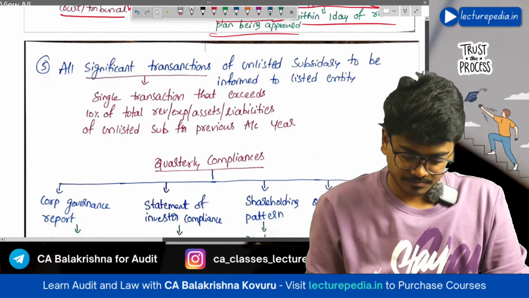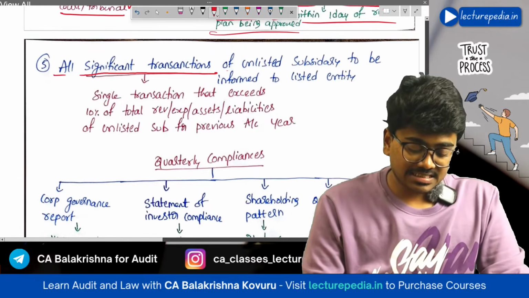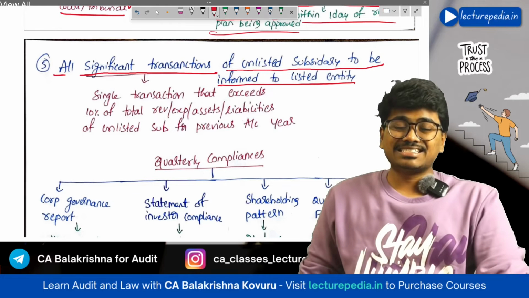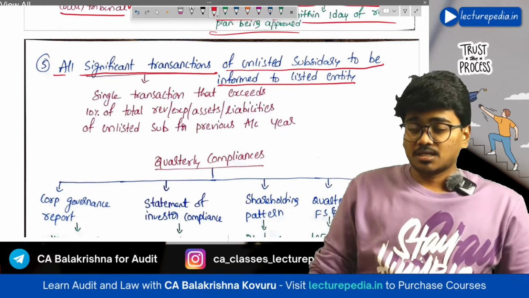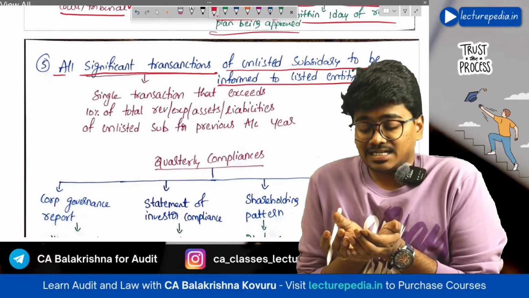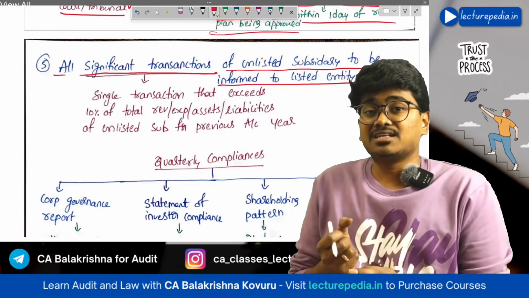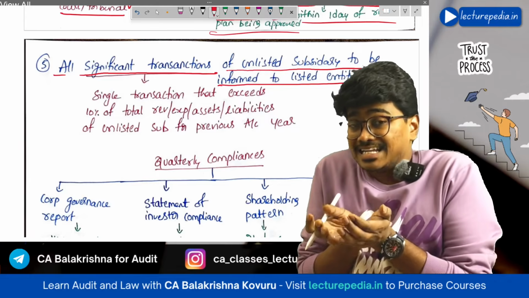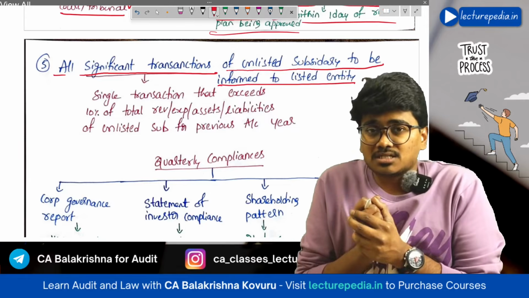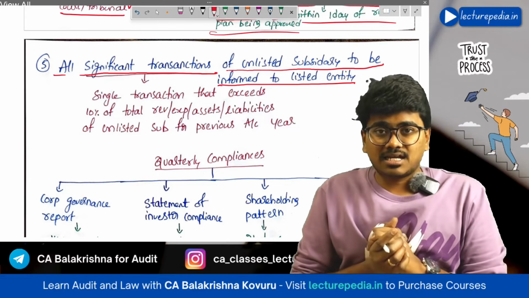Next, all significant transactions of an unlisted subsidiary are to be informed to the listed entity. Now, the subsidiary has conducted certain significant transactions. Those significant transactions must be intimated by the subsidiary to its listed entity. Now, the doubt that might come is, what will be known as significant transactions?